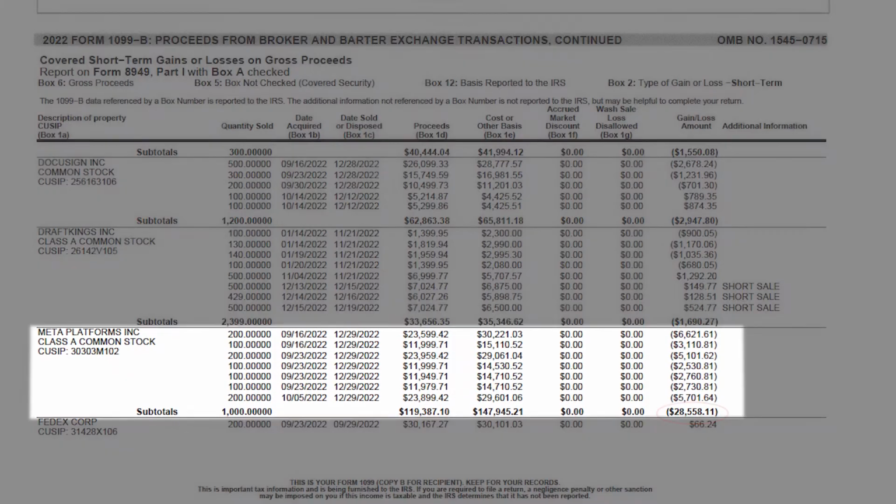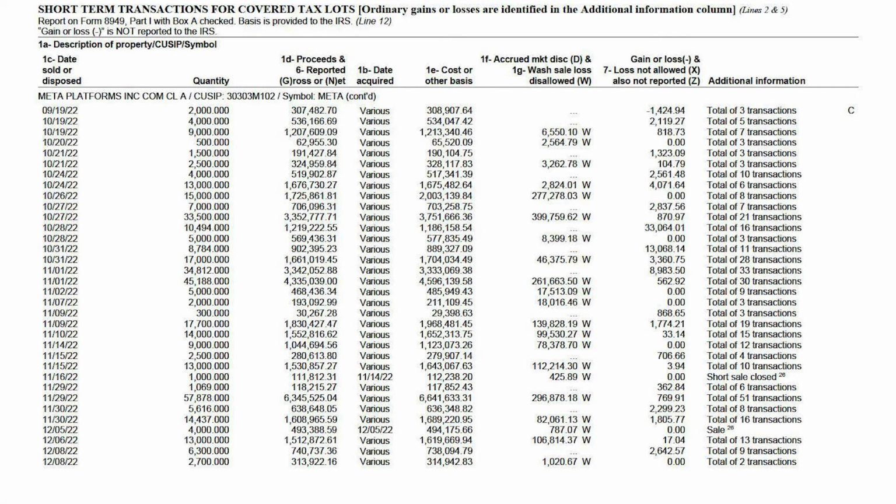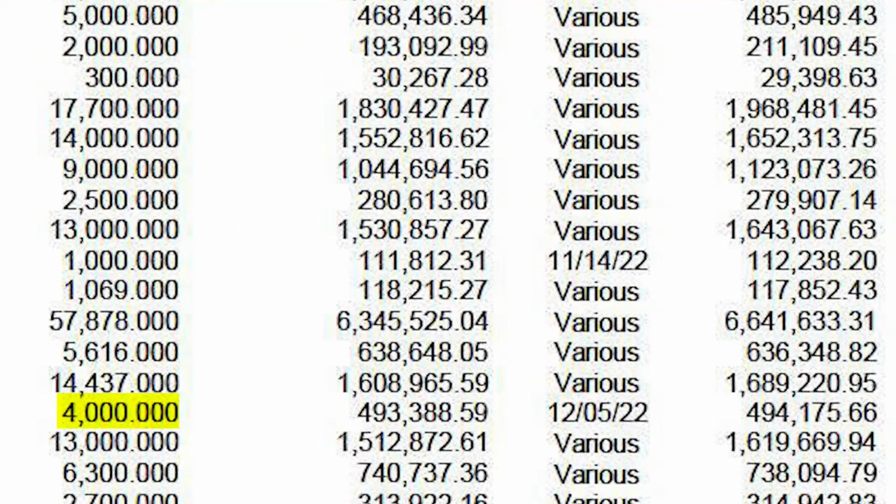Here's an example using the same situation we just mentioned. In the secondary account, we have $28,000 in losses for 1,000 shares sold on December 29th. Did we replace any of those shares in the primary account within 30 days before or after? Going to our 1099, we look for any shares acquired on or after November 29th. But notice the 1099-B reports the date acquired for most lines as various. Now they're allowed to do that, but it sure doesn't help with our situation. Here we do see 4,000 shares acquired on December 5th. It's possible this could trigger a wash sale.